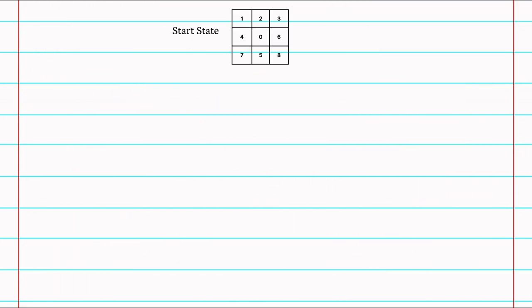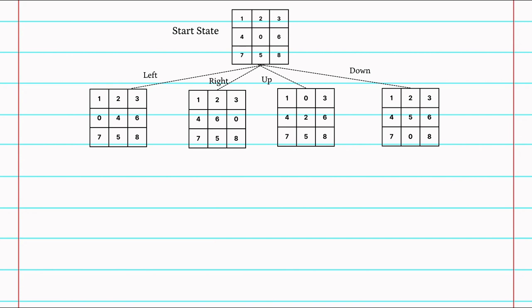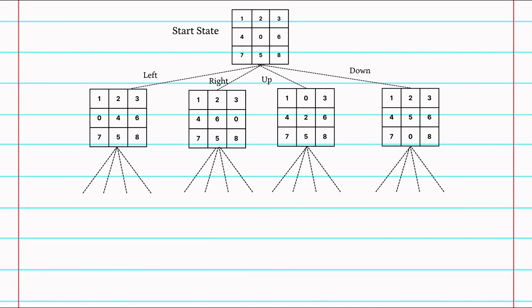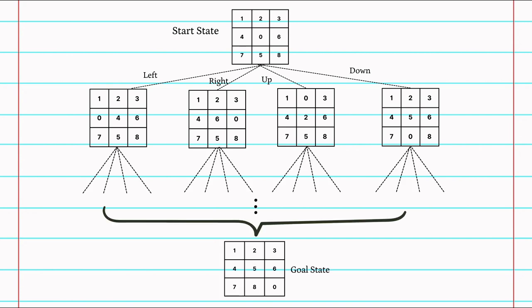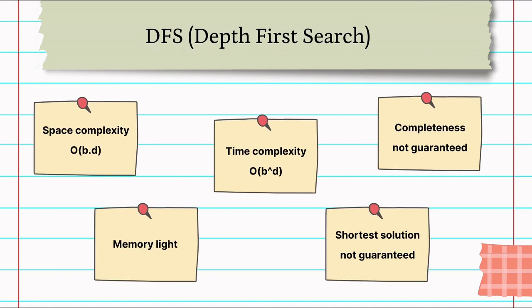Here the diagram shows the search starting from the initial puzzle state, exploring all possible moves at the first level, then the second, widening the frontier systematically until the goal is reached. Next is DFS, or depth first search.